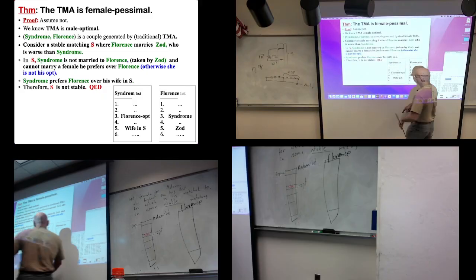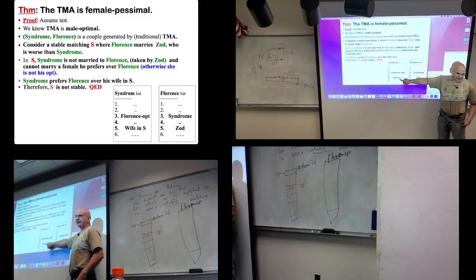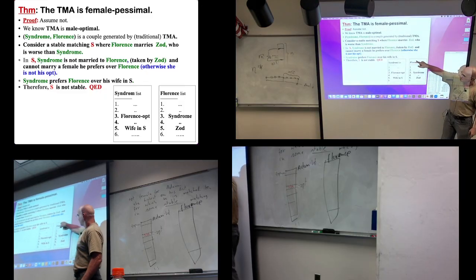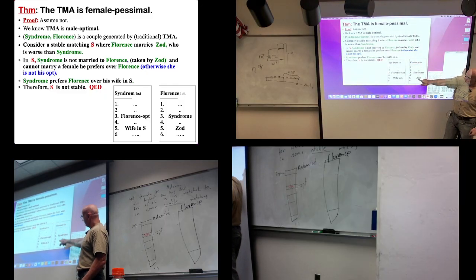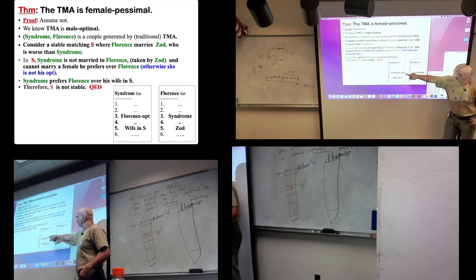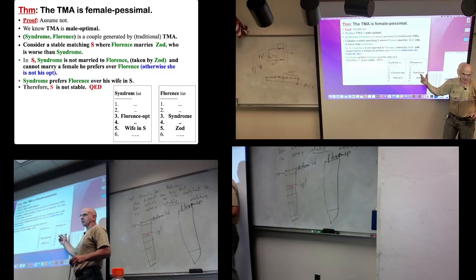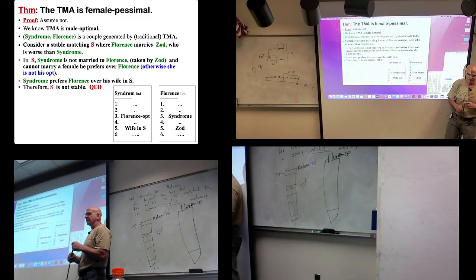Because Syndrome will say, I prefer Florence over my wife in S. Florence will say, I prefer Syndrome over my husband, Zod. So they form a rogue couple, an unstable couple. I tried to convince you that S is stable, but it's not. I just showed you that there is a rogue couple in S.